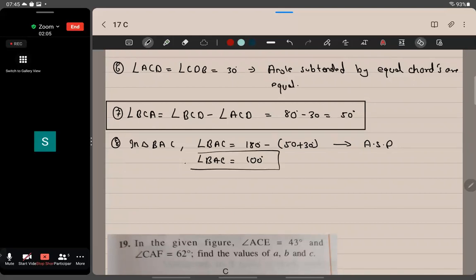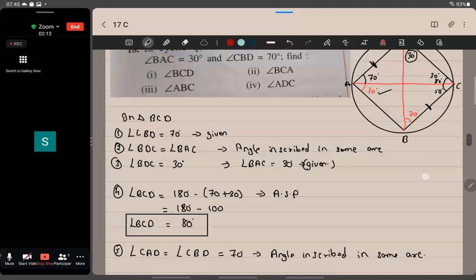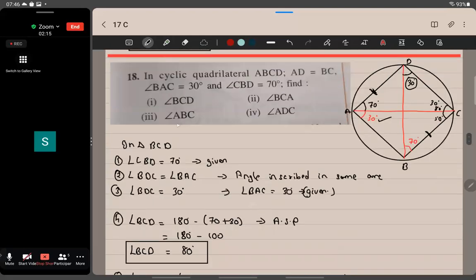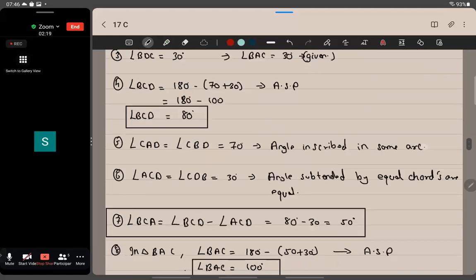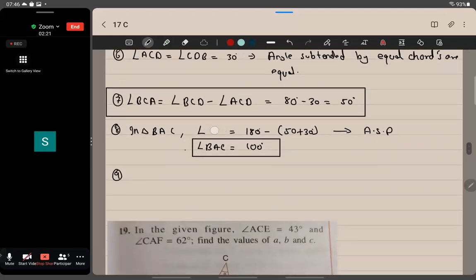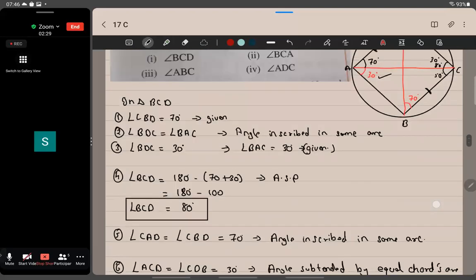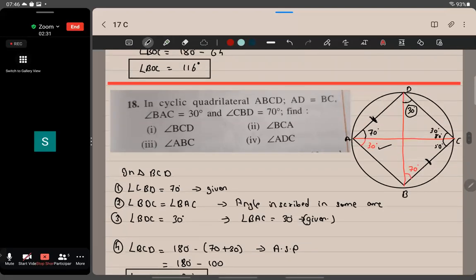Understood? Clear? Ninth one. We found ABC. Sorry, BAC I wrote. It is not BAC, it is ABC. BAC is already given 30. In triangle BAC, we found ABC.